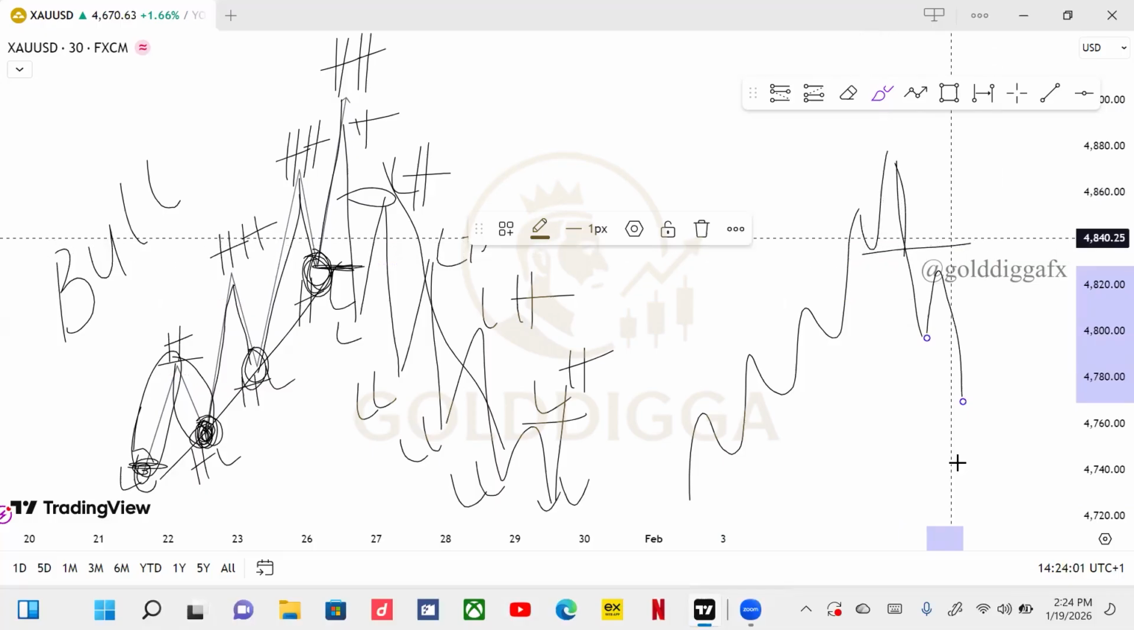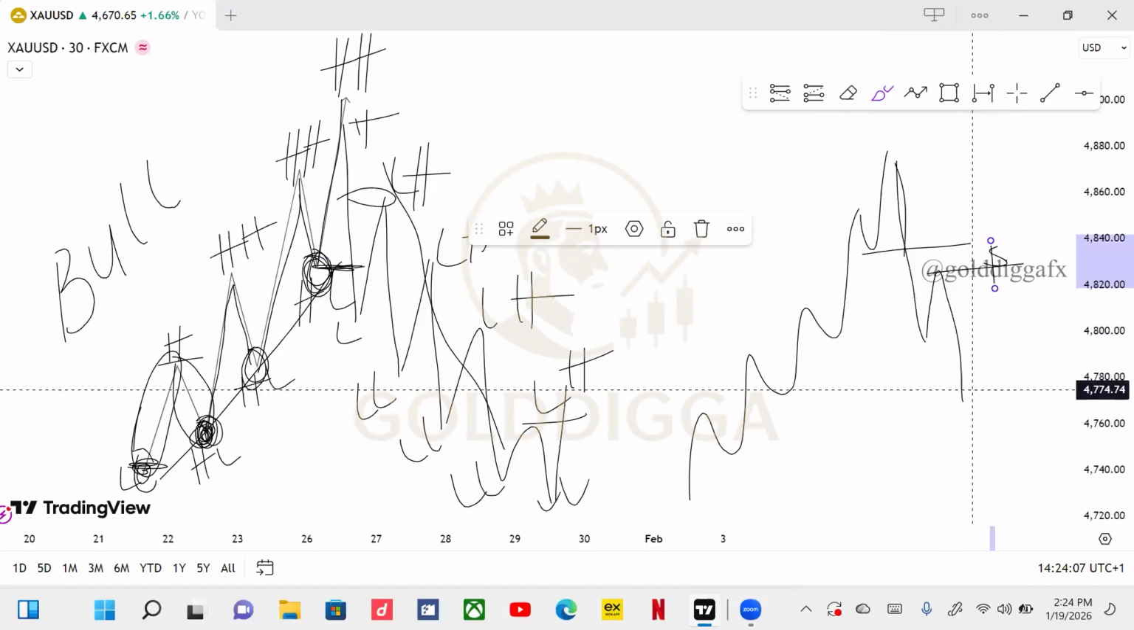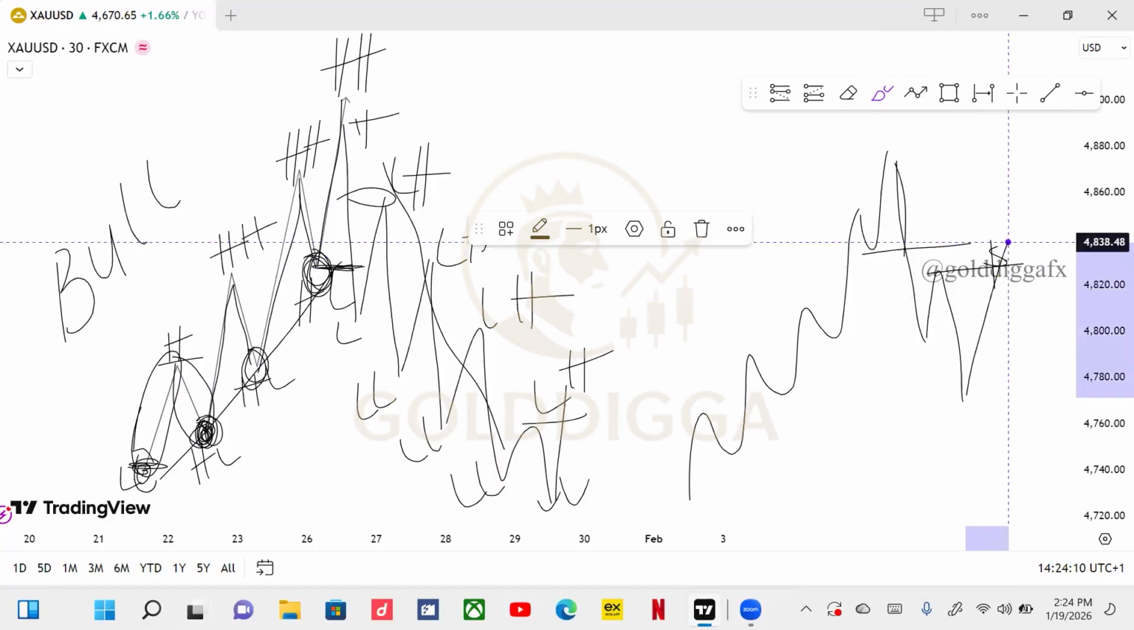This support break become resistance is the closest one to this liquidity. So what you should look for is price should come back here, give you your entry, then you sell, right? Okay. Then you sell from here.